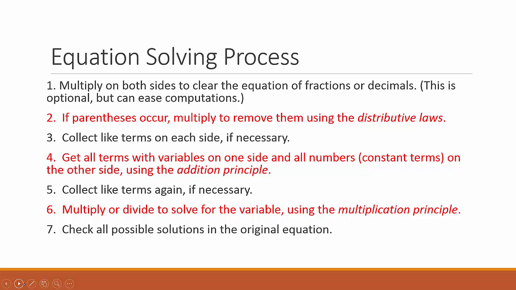The second step is to clear the parentheses by using our distributive property. Then we collect like terms on each side if we have them. Then we get all the variable terms on one side, and all the terms that do not have variables, the constant terms, on the other side of the equal sign using our addition principle. And we collect like terms again if necessary. And then we multiply or divide to get the variable all by itself to make it into 1x or 1v or whatever the variable is.